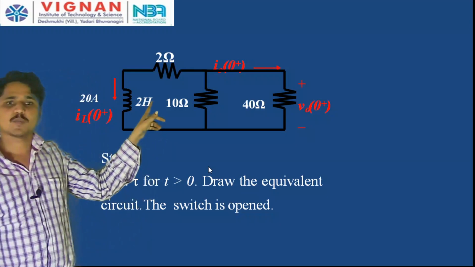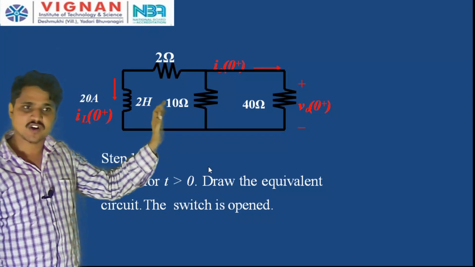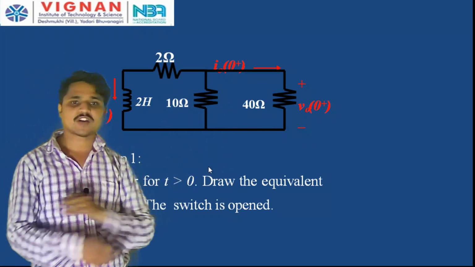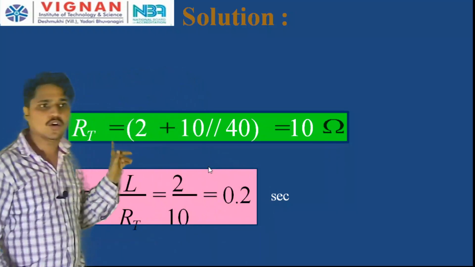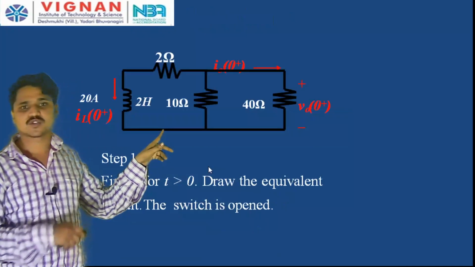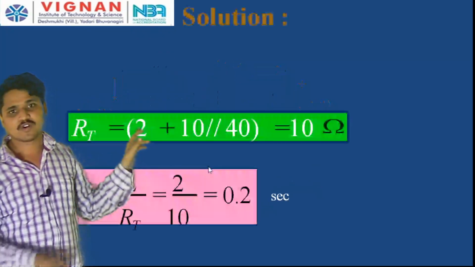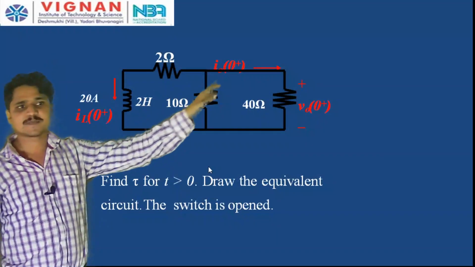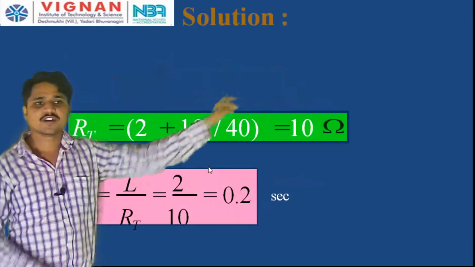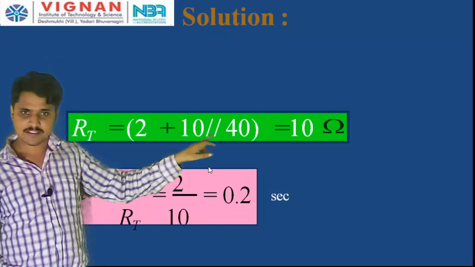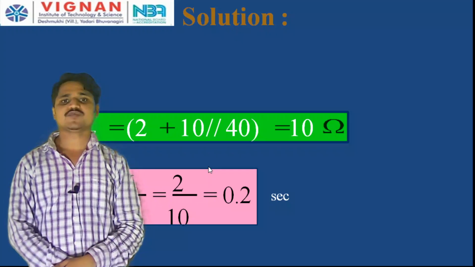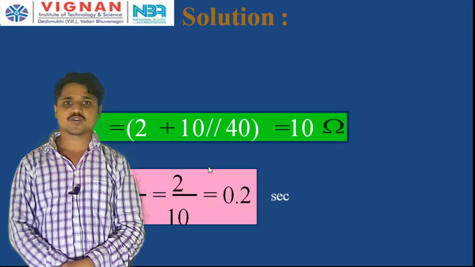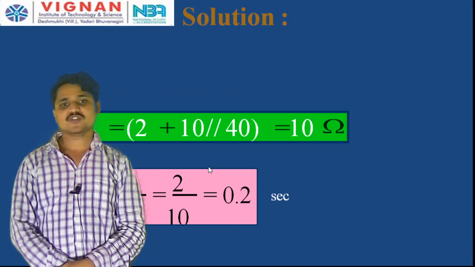Here, the 2 ohm resistor and 10 ohm resistor are connected in series, and this combination is in parallel with the 40 ohm resistor. Therefore, R T is equal to 2 plus 10, in parallel with 40. 2 plus 10 is 12, so 12 is in parallel with 40. When two resistors R1 and R2 are connected in parallel, the equivalent resistance is R1 R2 by R1 plus R2. Therefore, 12 into 40 by 12 plus 40.